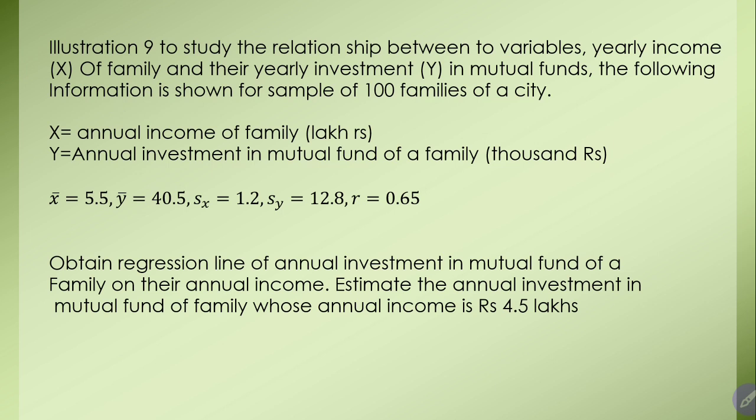For a sample of 100 families of a city, X is annual income of the family, Y is annual investment in a mutual fund of the family, X bar is 5.5, Y bar is 40.5, Sx is 1.2, Sy is 12.8, and R is equal to 0.65. You have to obtain the regression line of annual investment in mutual fund of the family on their annual income.